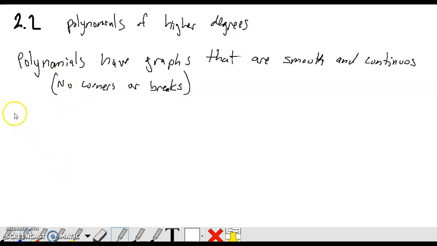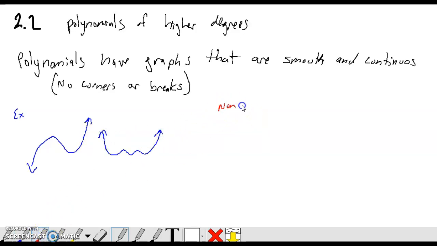Examples that are polynomials would be something that looks like this. This would be an example of a polynomial, or maybe something that looks like that. These would be examples of polynomials, right?